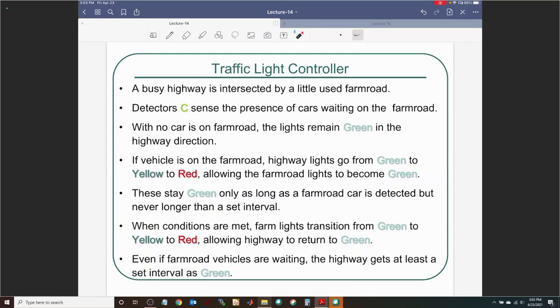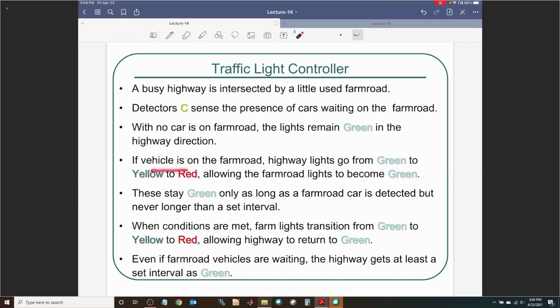And there are also some other statements that are going to assign a little bit more priority. We'll talk about that. So there are detectors, but only on the farm road, that are going to tell us whether there are any cars waiting or not. With no car on the farm road, the lights remain green in the highway direction. So cars can be moving on the highway. It's going to be green on the highway if there are no cars waiting on the farm road.